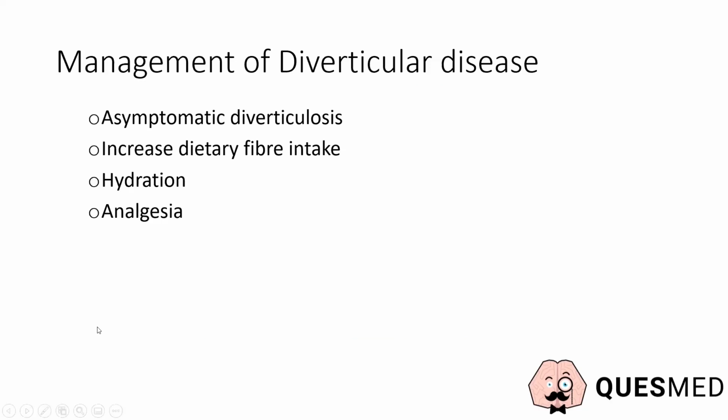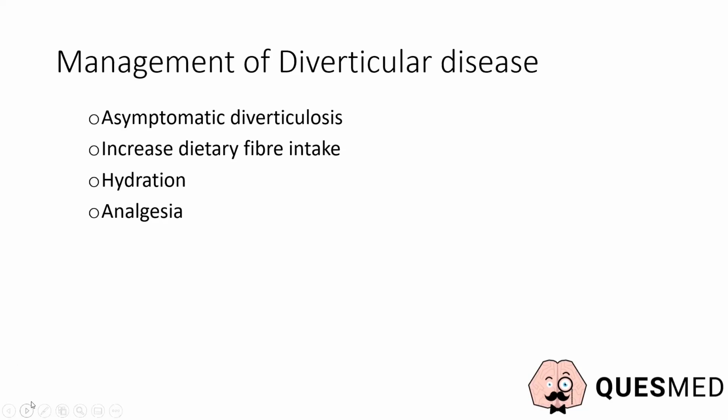So patients who have diverticulosis and they're completely asymptomatic, you don't need to do anything with these patients. If they are symptomatic of their diverticular disease, so if they have pain, if they have intermittent rectal bleeding, you can encourage them to increase their dietary fibre intake, to stay hydrated, and to take painkillers as and when they need.